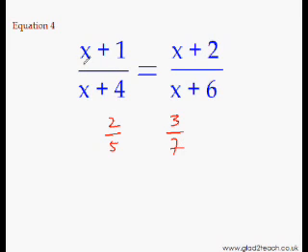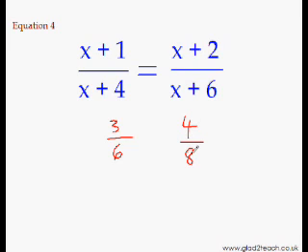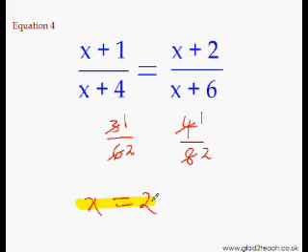So now let us try putting in the next value, that is put x equal to 2. So 2 plus 1 is 3 and 2 plus 4 is 6. Similarly, this will be 4 and this will be 8. Now we can simplify these fractions further. 3 1 times is 3 and 3 2 times is 6. Similarly, 4 1 times is 4 and 4 2 times is 8. See, we have got the equal fraction on both sides of the equation. So that means x equal to 2 is definitely the solution of this equation.